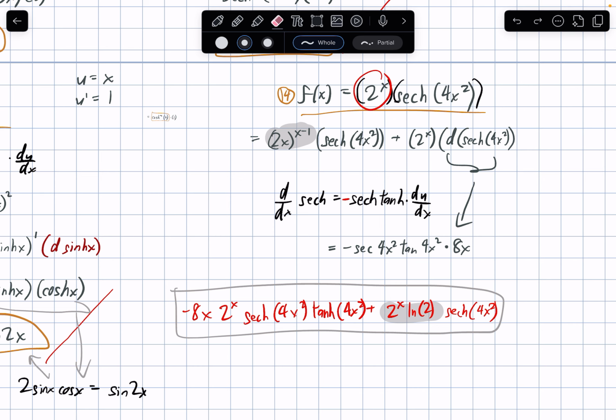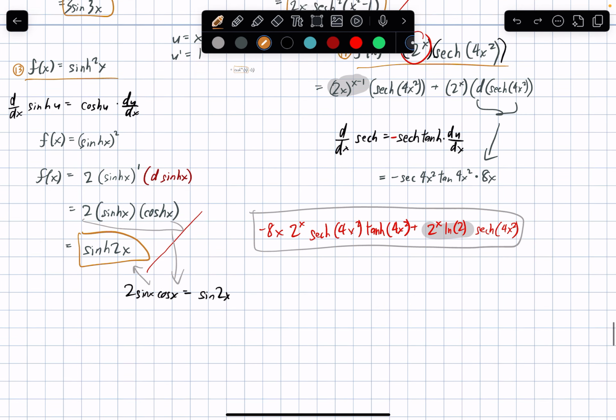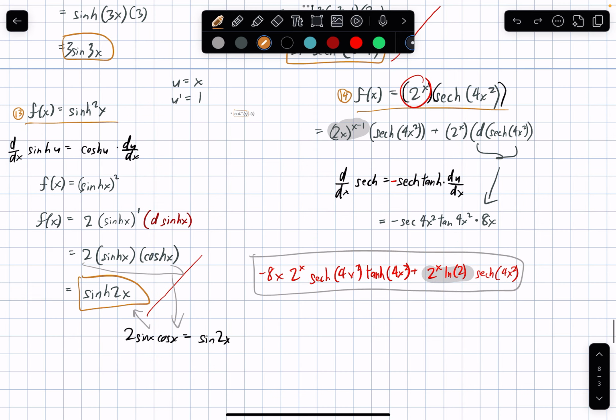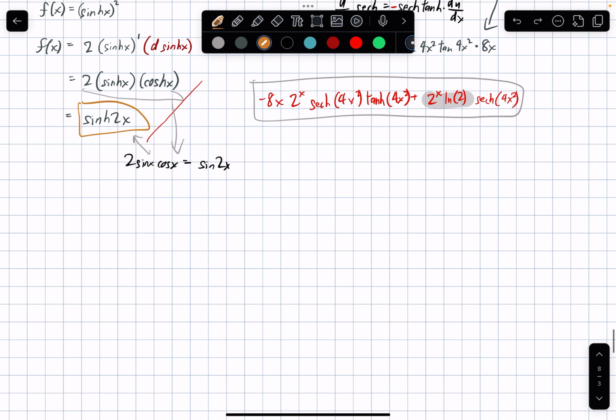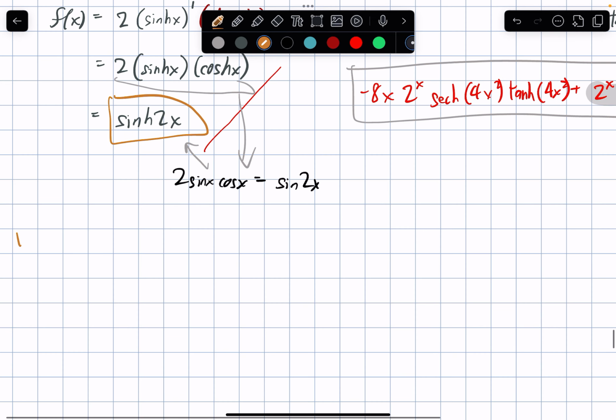Mathway cannot find the derivative of this kind of question, 2 raised to x. Anyways, what's the next number? Number 15.